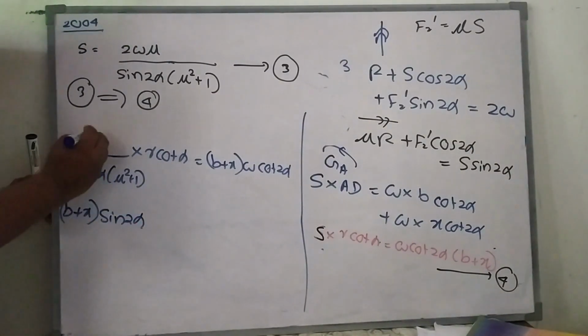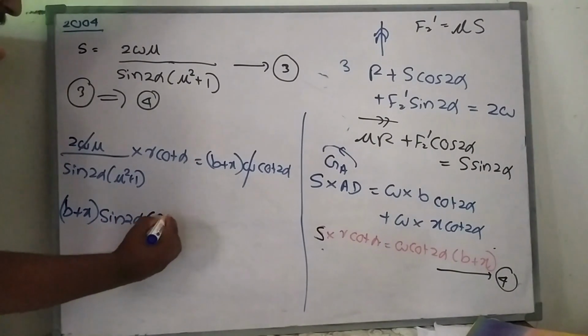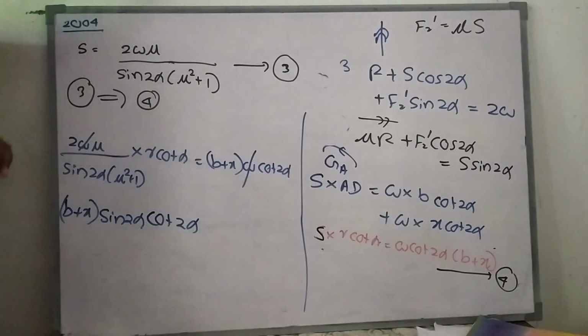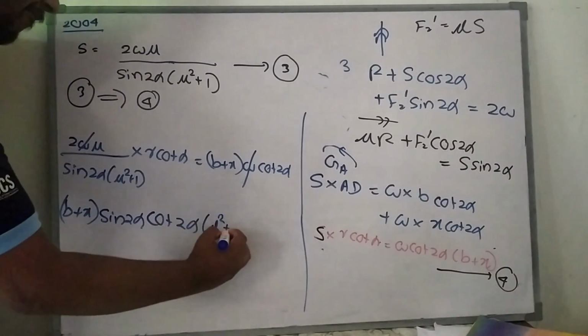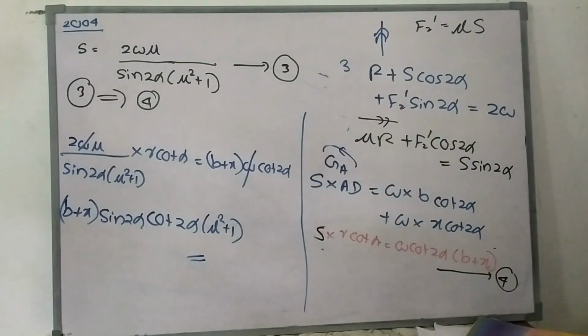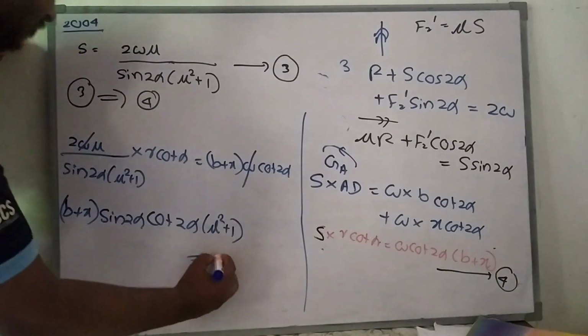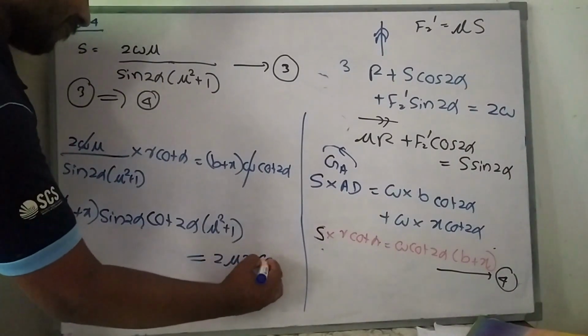B plus x sine 2 alpha. So all the w's are getting cancelled. Cot 2 alpha, mu squared plus 1, 2 mu r cot alpha.